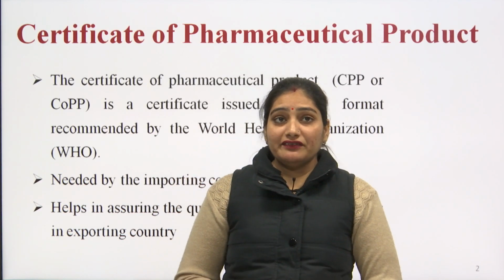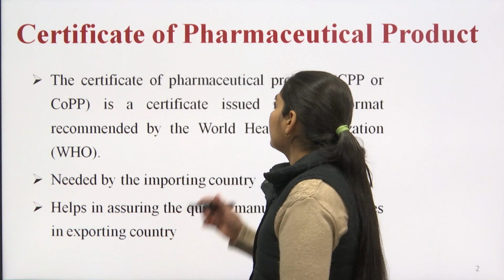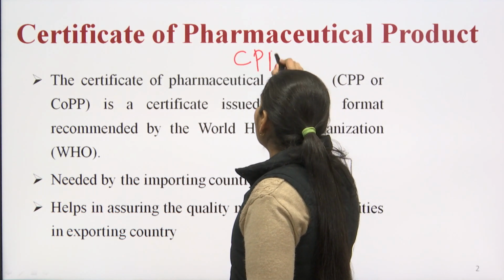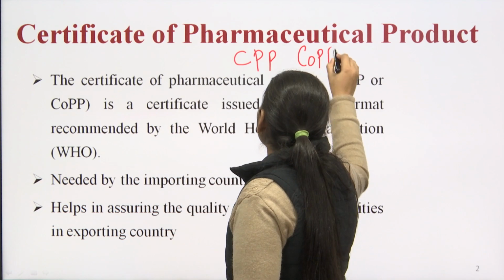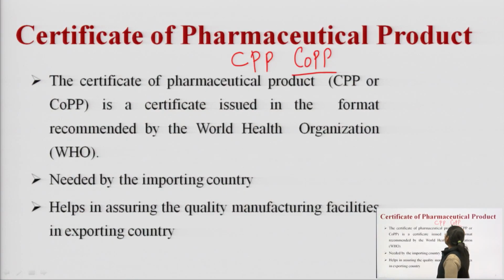Dear students, welcome to our third lecture of unit number 5, and the topic for today's lecture is certificate of pharmaceutical product. This certificate of pharmaceutical product can be represented as CPP or COPP. Okay, COPP, certificate of pharmaceutical product. So, this certificate of pharmaceutical product is a certificate that is issued in the format recommended by the WHO, that is World Health Organization.